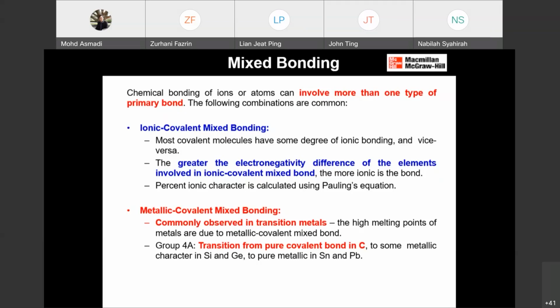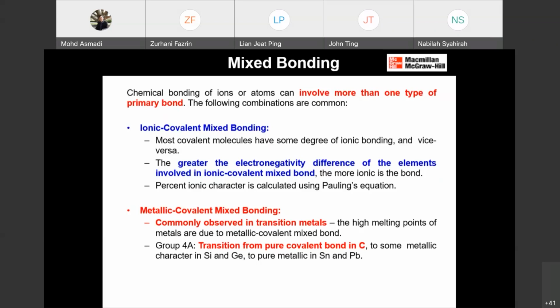Because generally, yes, covalent bonding has some ionic character. It's almost close, with the electronegativity difference almost close to ionic bonding, right? And if you look here, metallic covalent mixed bonding is commonly observed in transition metals. This one is for A, between group 1A to group 6A, 7A. That one is the transition, the ones in the middle of the periodic table.